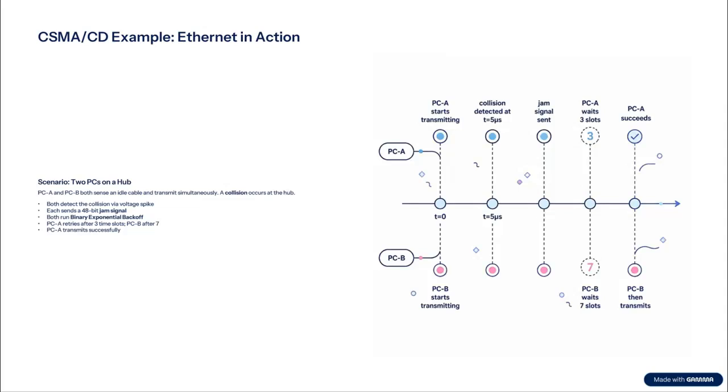Right. So look at the example. Two PCs A and B both detect an idle line and transmit at the same time. Their signals collide, they spot the voltage spike, stop transmitting, send a jam signal and trigger a random backoff timer before trying again. Yes, so this is how CSMA/CD works. Done.